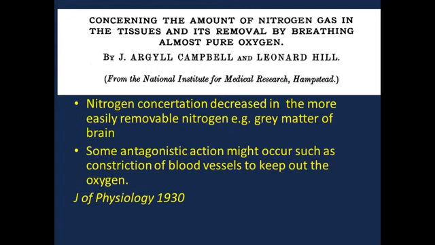And then at the same time, they found, which is very interesting, that some antagonistic action might occur if you are giving pure oxygen, such as constriction of the blood vessel to keep out the oxygen. So the cells are protecting themselves from high oxygen by vasoconstriction and keeping the oxygen out of the tissues. That's a protective mechanism. It's almost the same mechanism as when you have hypoxia at the tissues, so the tissues will vasodilate the blood flow to get more oxygen. So it is exactly the opposite mechanism, and it was published in 1930.